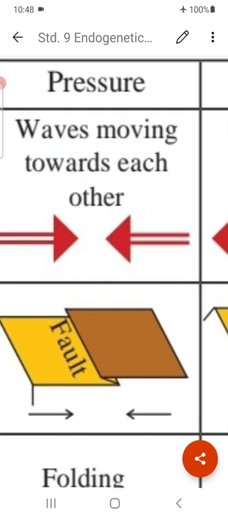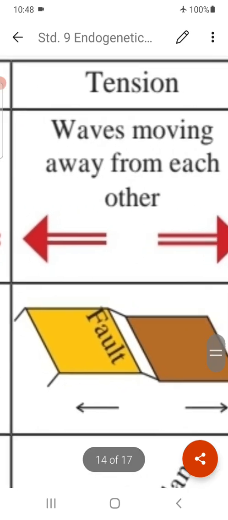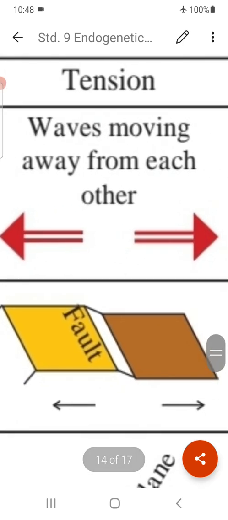Now the direction of wave movements is shown here. Do remember this thing, listen very carefully. If the waves are moving towards each other, look at the arrows, they are moving towards each other, pressure is formed here. Fine. And if the waves are moving away from each other, look at the arrows here carefully. They are going away from each other. Here tension is created. Tension means what?